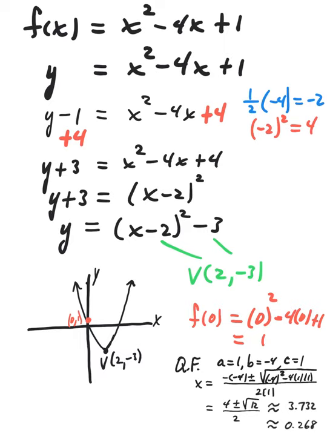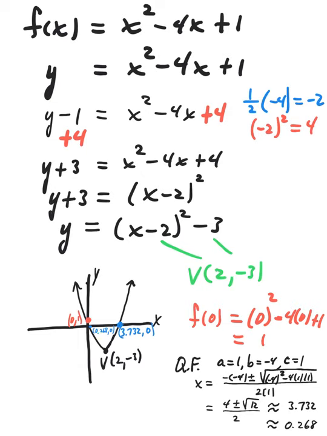So 3.732 is this one. The other one is 0.268. Those are your x-intercepts. Let me try to clean that up just a little bit right there.